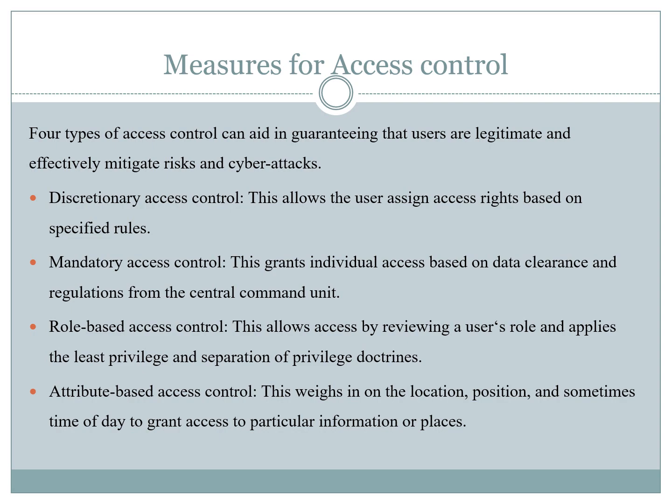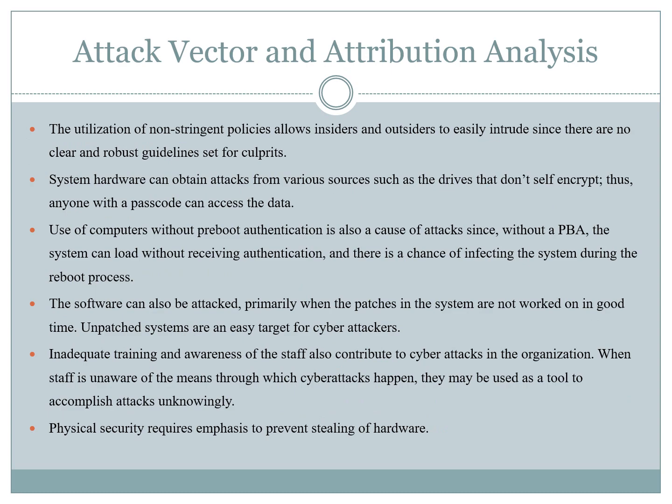Attribute-based access control weighs in on the location, position, and sometimes the date to grant access to particular information or places. Attack vector and attribution analysis. The utilization of non-stringent policies allows insiders and outsiders to easily intrude since there are no clear and robust guidelines set for corporates. System hardware can receive attacks from various sources, such as drives that don't self-encrypt. Thus, anyone with the passcode can access the data.